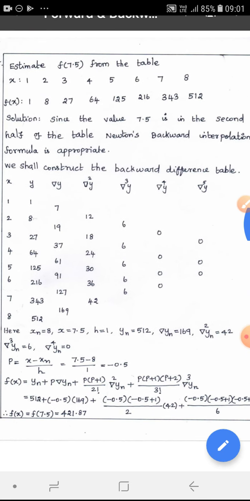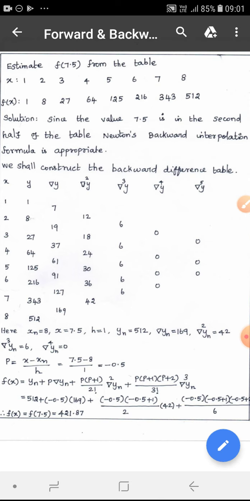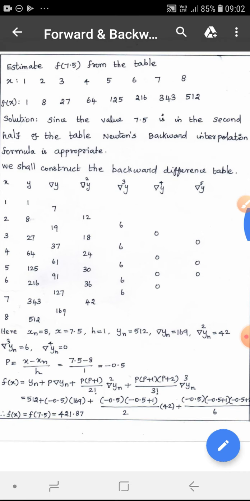You are asked to calculate y at 7.5, and 7.5 comes somewhere at the end of the table. So to calculate f at 7.5, we'll use Newton's backward interpolation formula. To use that formula, first we need to construct the backward difference table or the difference table. As before, the first two columns are x and y values. Then the succeeding columns give the differences of different order.